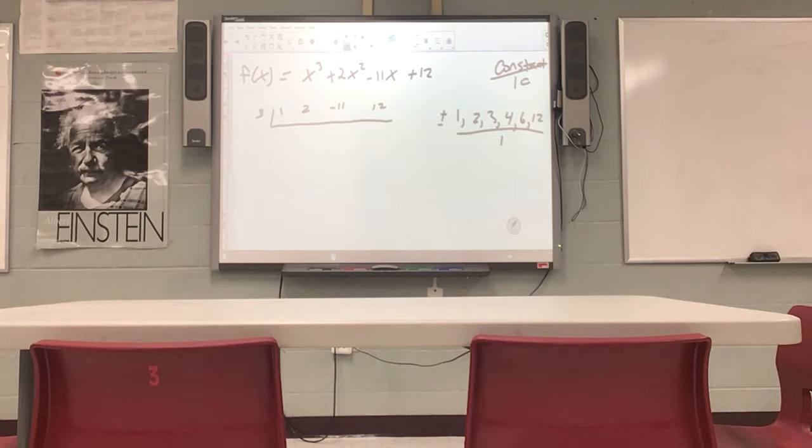Very good. So 1 times 3 is 3. I add and get 5. 5 times 3 is 15. I add and get 4. 4 times 3 is 12. I add and get 24. So close. So 3 is not good.